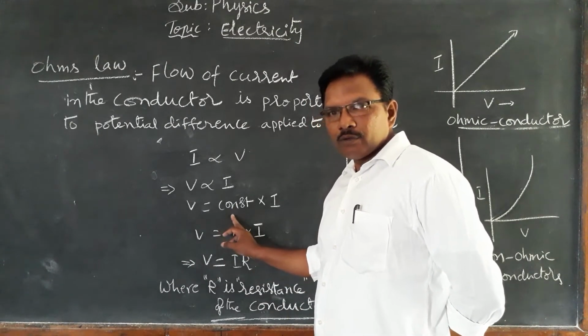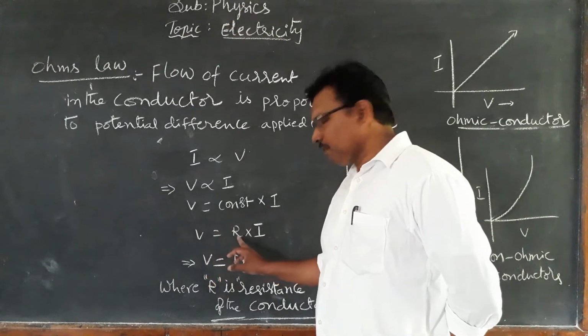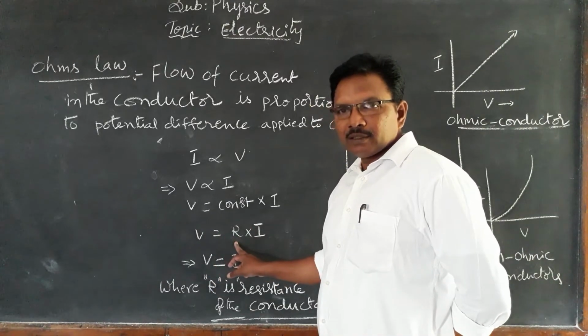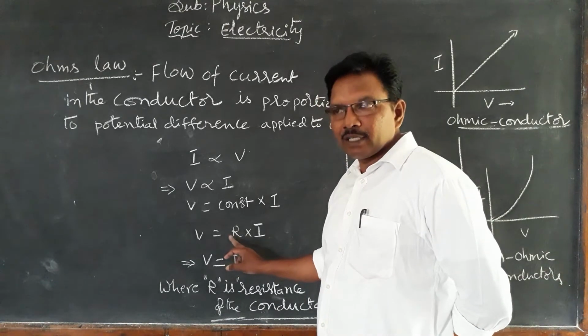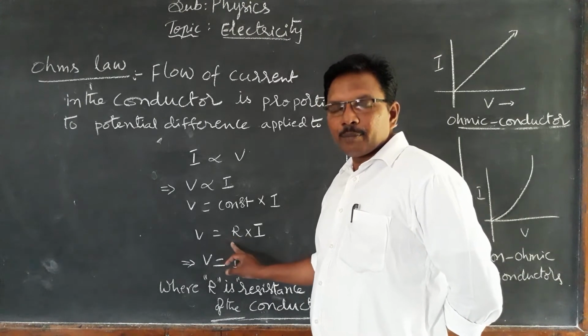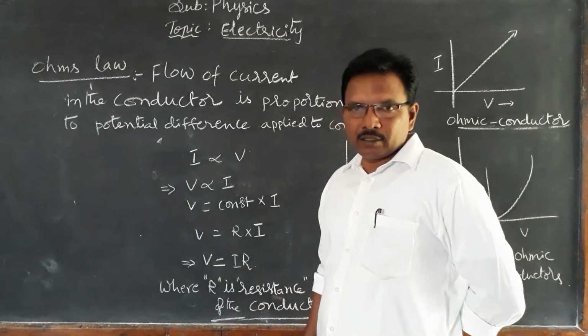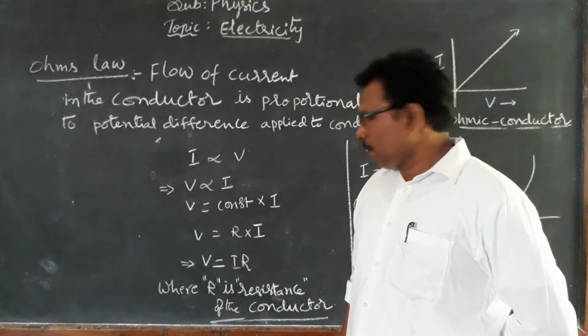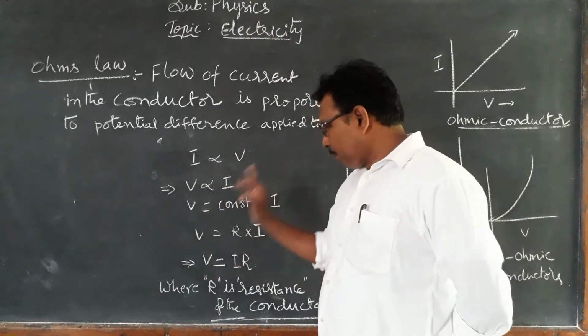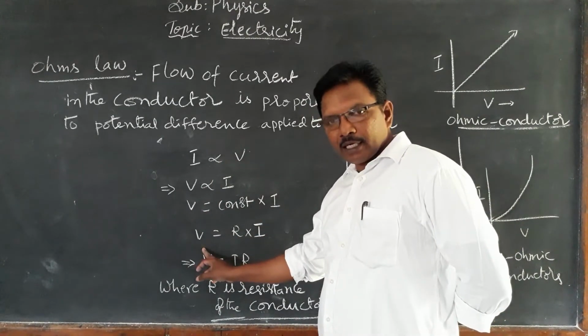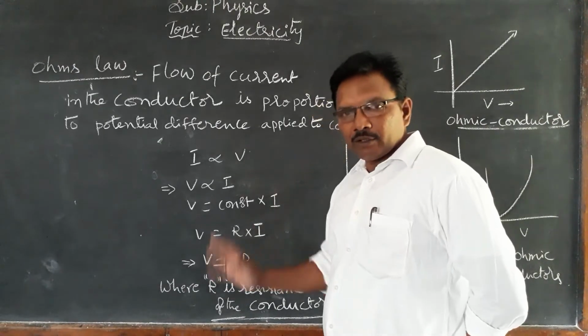R is the constant value in the conductor. What is R? The resistance. The new concept here is resistance. What is resistance? It depends on the nature of the conductor. So when V is increasing, the potential difference across the conductor is increasing, and the current also increases gradually.